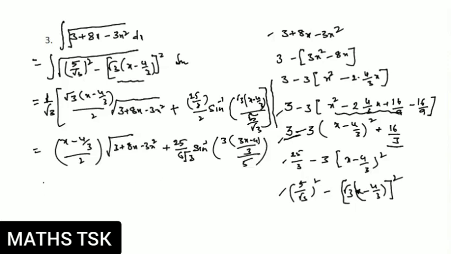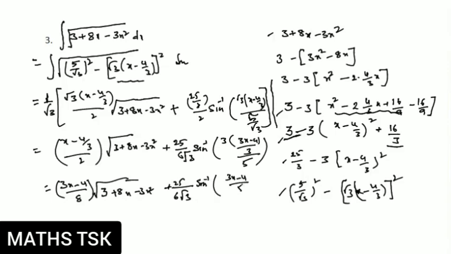Alright. So overall simplification, 3x minus 4 by 8 into root of 3 plus 8x minus 3x square, plus 25 by 6 root 3 into sine inverse of 3x minus 4 by 5, plus here 3 gets cancelled. So that is the integration method. This is the first type.